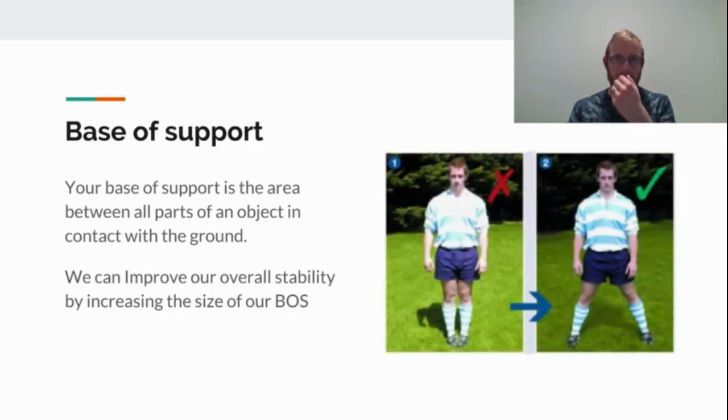So in this example here, the parts of the person in contact with the ground are the feet. In this first figure, figure 1, you'll see that the feet are quite close together, which means that the base of support is this sort of small area here, that small area that's sitting on top of the ground. Now in figure 2, he has increased his stability by increasing the size of his base of support. We can see here his base of support is much bigger. The area is much bigger.